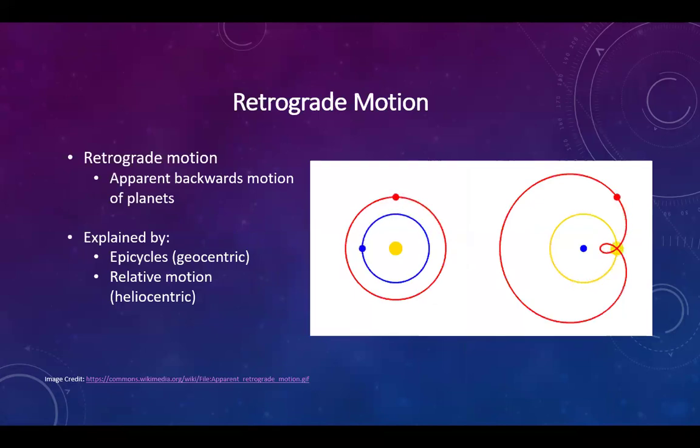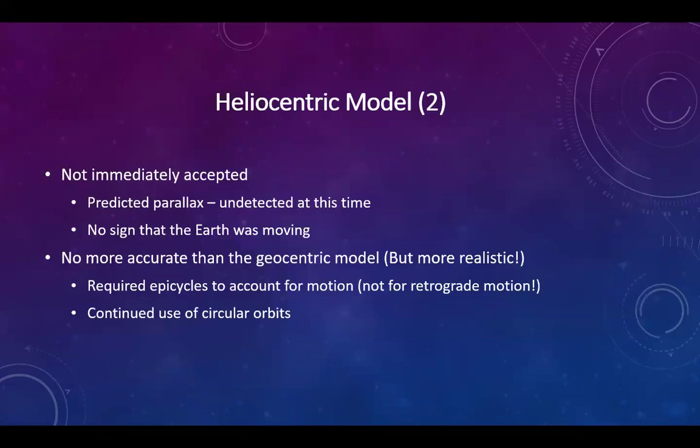But it does explain retrograde motion very well. This is the apparent backwards motion of planets. For a geocentric model, you have to explain it with epicycles, as you can see on the right here. But in a heliocentric model, it's just like when you pass another car on the road, it appears to be going backwards from your point of view. That's retrograde motion. It's when the Earth is traveling faster than the other planet around the sun. It's passing it up.